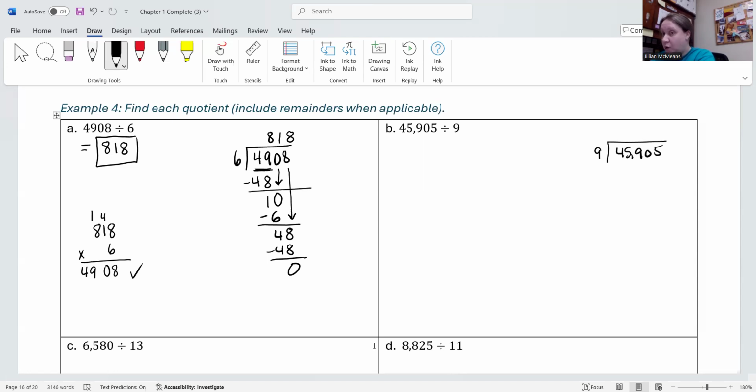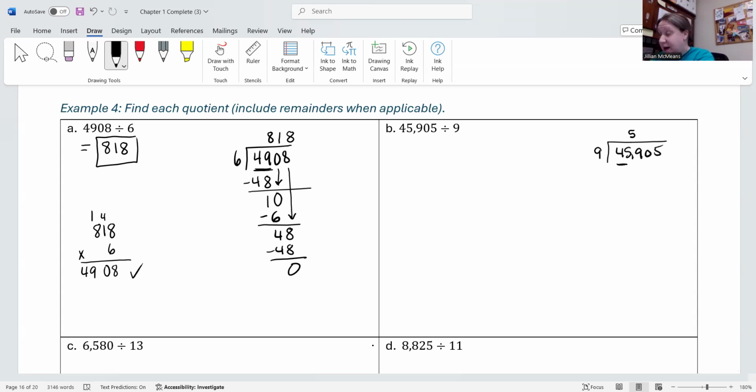So I know 9 won't go into 4. 4 is too small. So I'm going to look at the first 2 digits of my dividend. So I'm going to look at 45. 9 will go into 45. So 45, that would be 9 times 5. So 9 will go into 45 5 whole times.